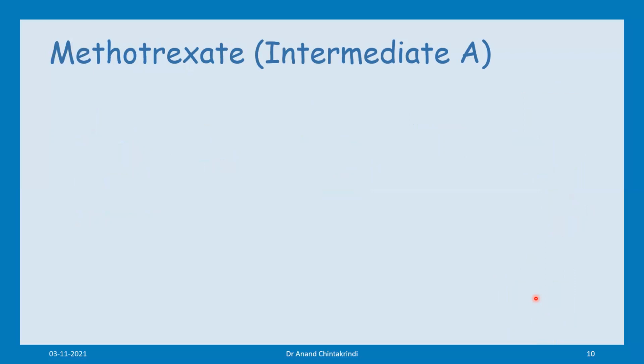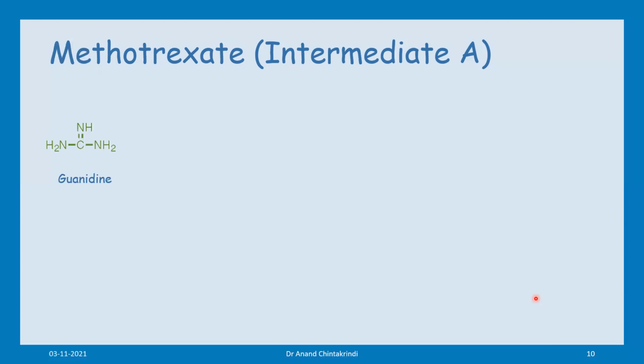Methotrexate, the next drug molecule. We will see this synthesis in three major steps: the formation of intermediate A, formation of intermediate B, and then combining intermediate A and B to form the actual drug methotrexate. So let us learn first the formation of intermediate A.